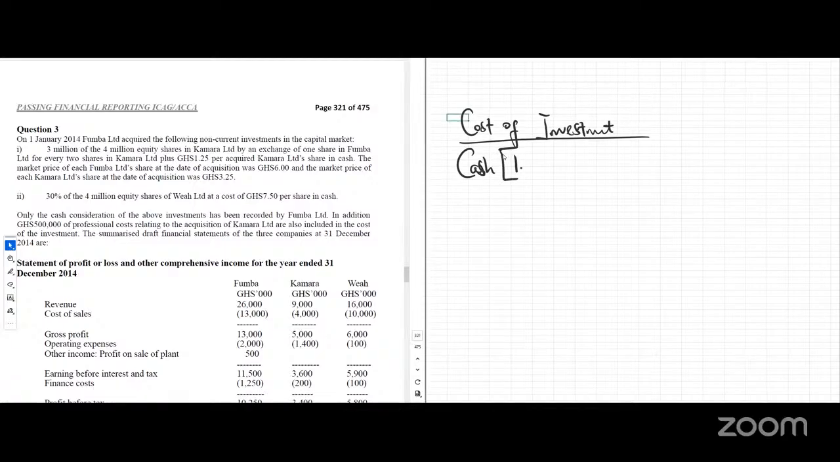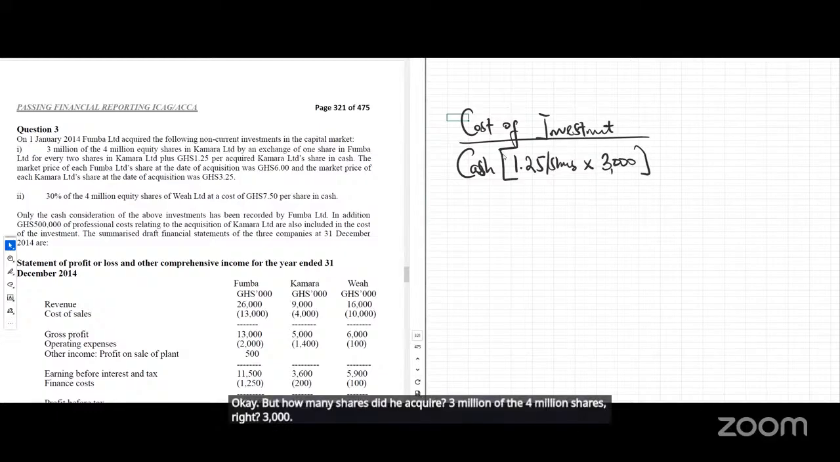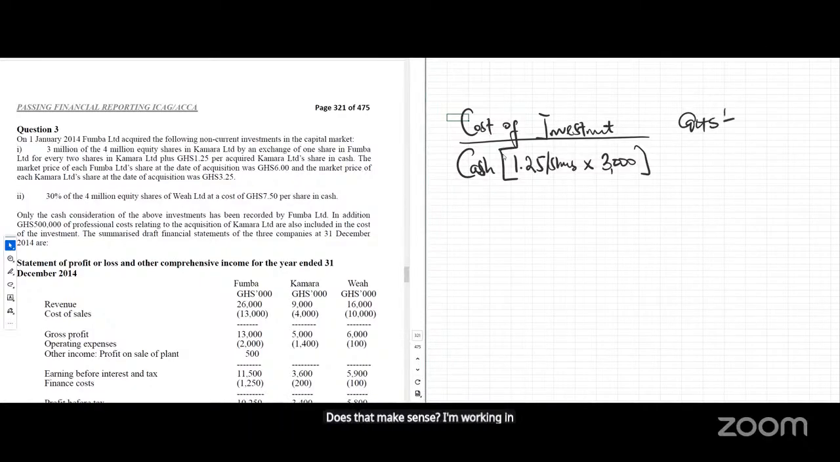Is it not 1.25 per share? Okay. But how many shares did he acquire? 3 million of the 4 million shares, right? 3,000. Does that make sense? I'm working in thousands. So that gives us what in terms of cash?